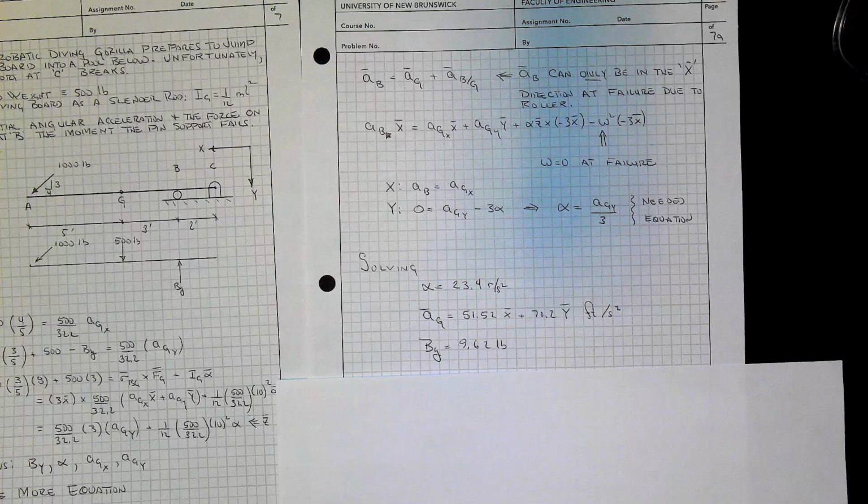So what I have here, I'm going to have to just read this. Problem statement says you have a 1,000 pound acrobatic diving gorilla. It's right here. It prepares to jump off a diving board into a pool below. So this is some kind of circus act. And here's the sad news for our gorilla. Unfortunately, the pin support back here at C, the pin breaks. Oops. So gorilla's going to go flying down into the pool along with the diving board.